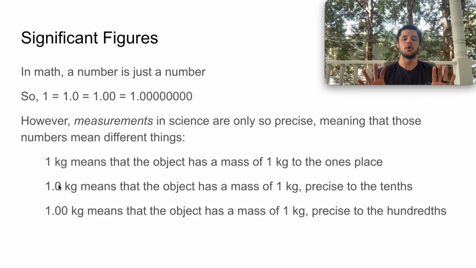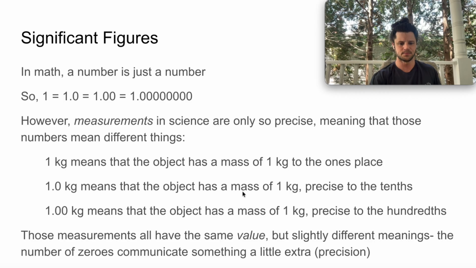And in science, we call these extra zeros significant figures or significant digits. We use those two terms interchangeably. So these extra digits tell us something about the precision of the measurement that we collected here. So all of these measurements of 1, the 1 kilogram, the 1.0 kilogram, the 1.00 kilogram, they all have the same value. They're all 1, just like in math, right? However, they do have slightly different meanings. And the extra zeros there are communicating something a little extra.